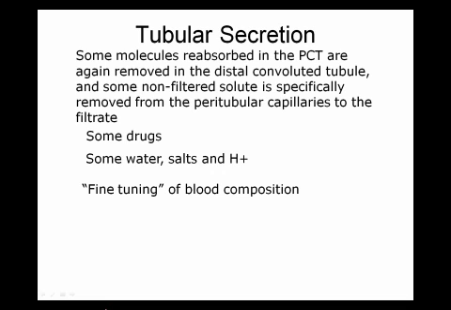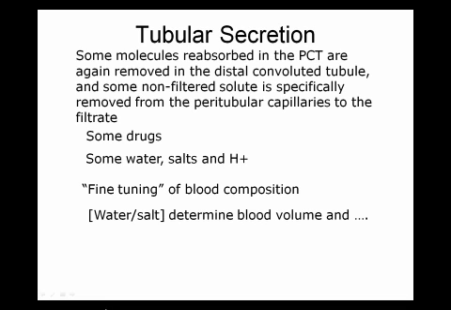And so this is a way that we can really fine-tune blood composition as that filtrate continues through the loop of the nephron into the distal convoluted tubule. This tubular secretion can fine-tune the blood. So again, we mentioned previously that there is a very close association between salt concentration, water concentration, blood volume, and blood pressure. Also, whenever we fine-tune the proton concentration, that is going to determine the blood pH.